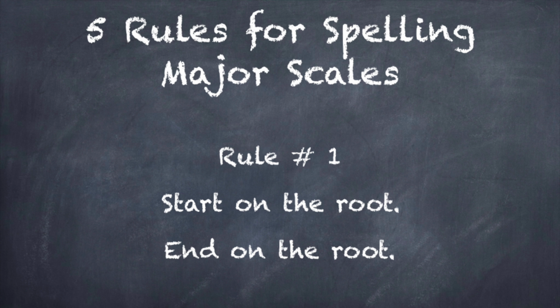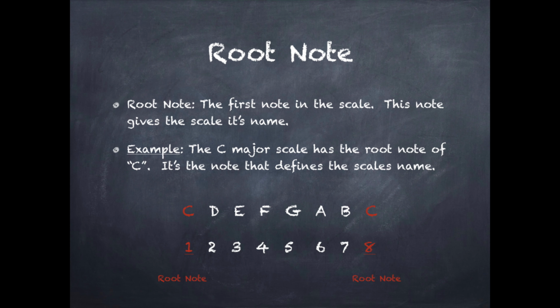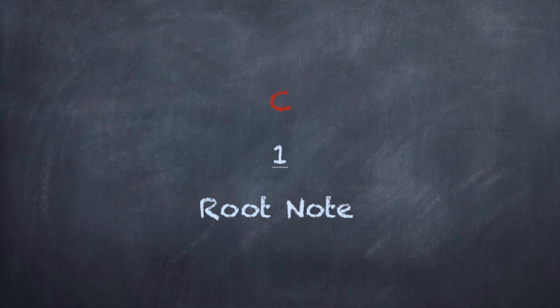Rule number 1, the scale has to start on the root and end on the root. So the root note being the first note in the scale, the note that gives the scale its name. Let's use C as an example, okay? So C has to be at the very beginning. It's marked with a number 1, and you can play a scale and not play the root note, but it needs to have it in order for it to exist, if that makes sense. That probably doesn't make sense. Anyway.